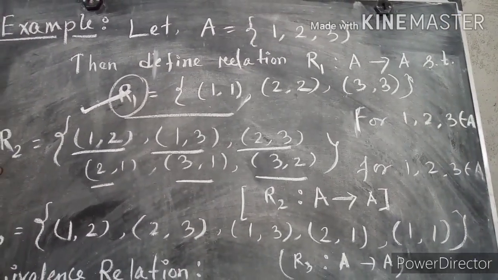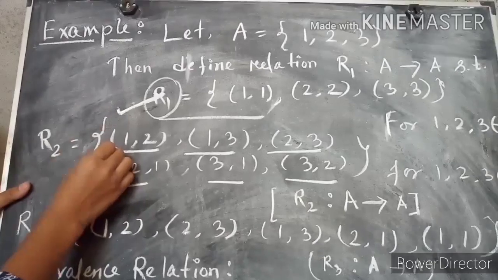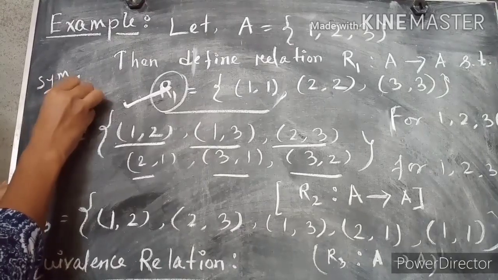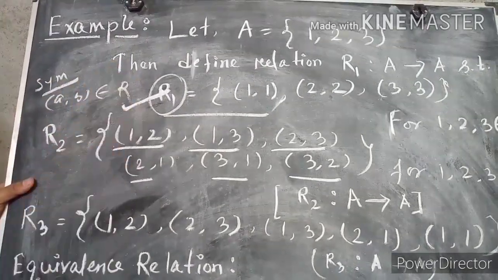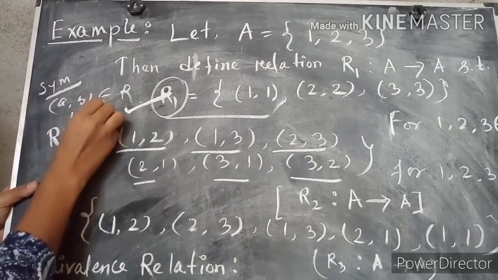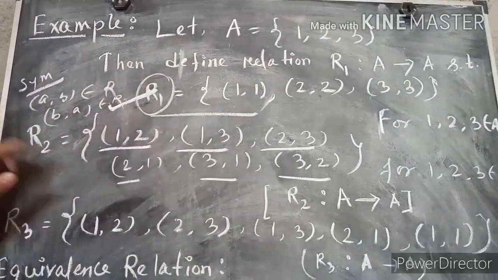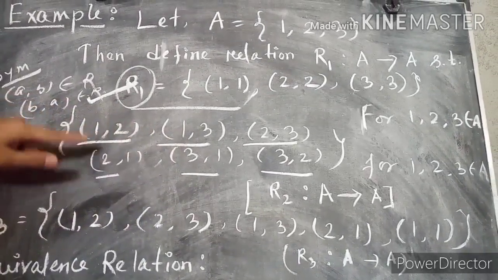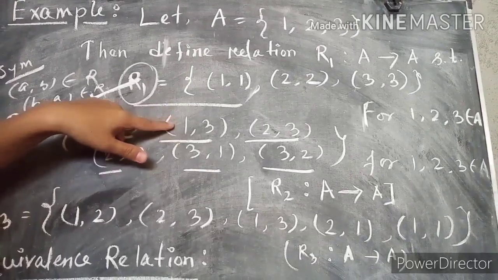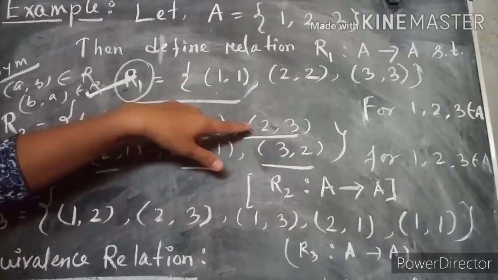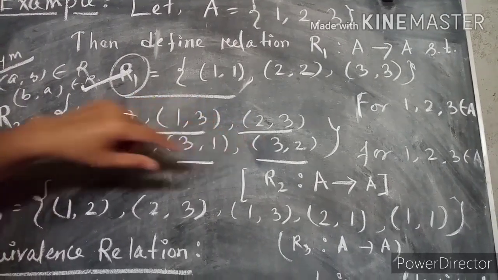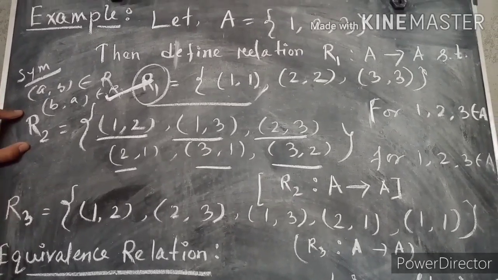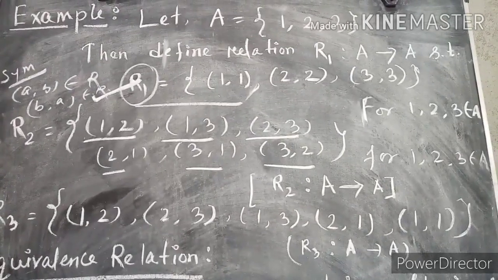Then this is called symmetric. How? Because by definition of symmetric, if AB belongs to a relation, then it implies BA belongs to R. So here 1, 2 implies 2, 1. Similarly, 1, 3 implies 3, 1. And the third one, 2, 3 implies 3, 2. So R2 is a relation which is called symmetric for all elements 1, 2 and 3 belonging to A.